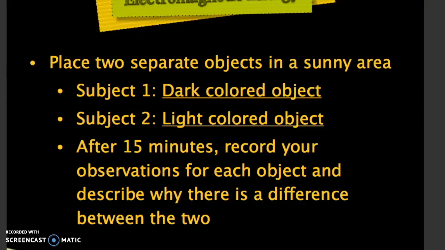So this is what I was talking about. There's that white piece of paper and that dark piece of paper sitting on the windowsill. Those have been sitting there for about 15 minutes. So go ahead now, stand up, go over, touch each paper, leave it there for your other classmates to experiment with as well. But then record your observations for each piece of paper in your notebook. And I need you to tell me why there's a difference between the two pieces of paper.